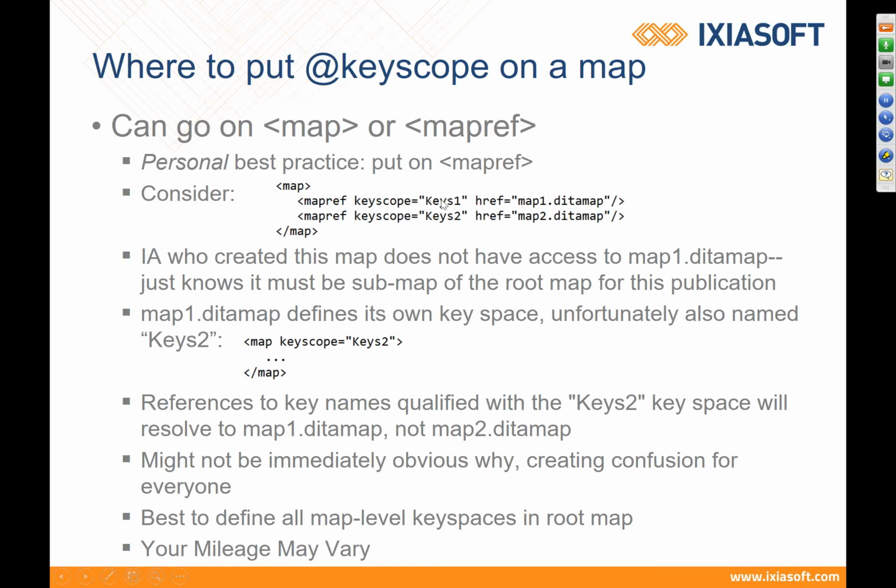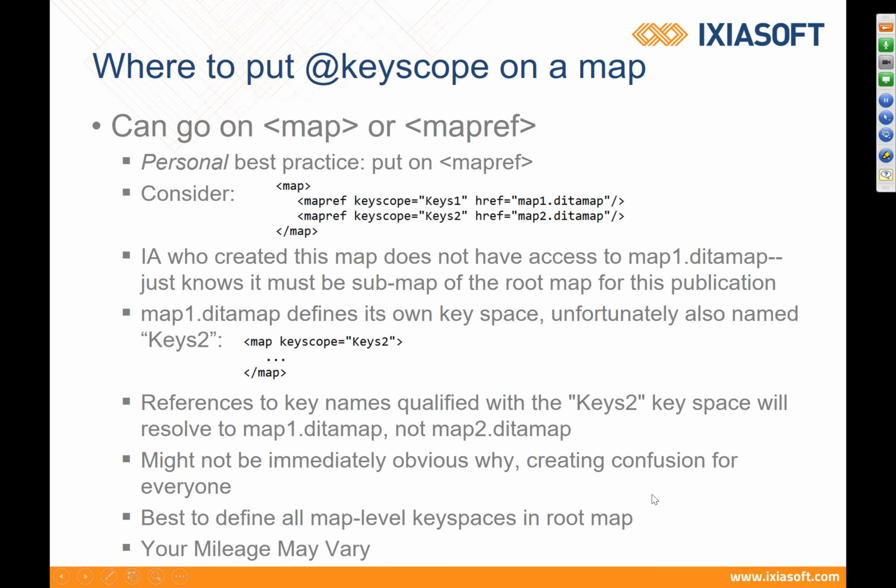And because this would be the first map that had a keys 2 key space name, all my keys that were pointing to the keys 2 key space would resolve to keys defined here, not to keys defined here. And that's probably not what I'm expecting, because I gave my map a keys 2 keyscope with the intention that I want to use key definitions from this map, not the first one.